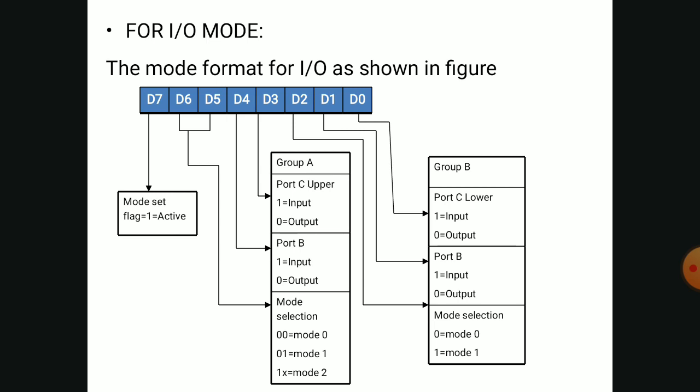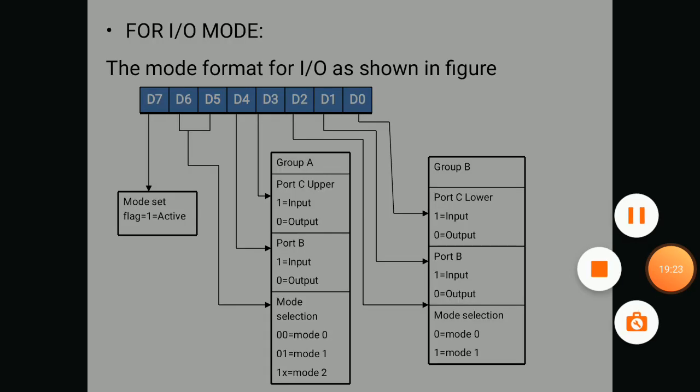This mode selection is possible by using the D6 bit and the D5 bit. If D6 and D5 are 00, we select mode 0. If D6 and D5 are 01, we select mode 1. If D6 is 1, and D5 is anything, whether 0 or 1, we select mode 2. Like that, D6 and D5 are used for selecting modes.